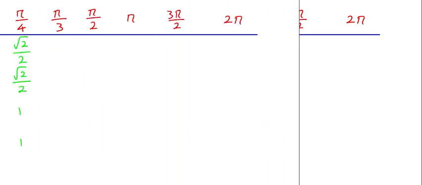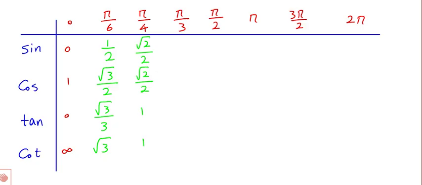So we have sine of pi over 3 is equal cosine of pi over 6 is equal the square root of 3 over 2. And cosine of pi over 3 is equal sine of pi over 6 is equal 1/2. And so tangent of pi over 3 is equal cotangent of pi over 6, the square root of 3, and cotangent is also the reciprocal of tangent, equal the square root of 3 over 3.